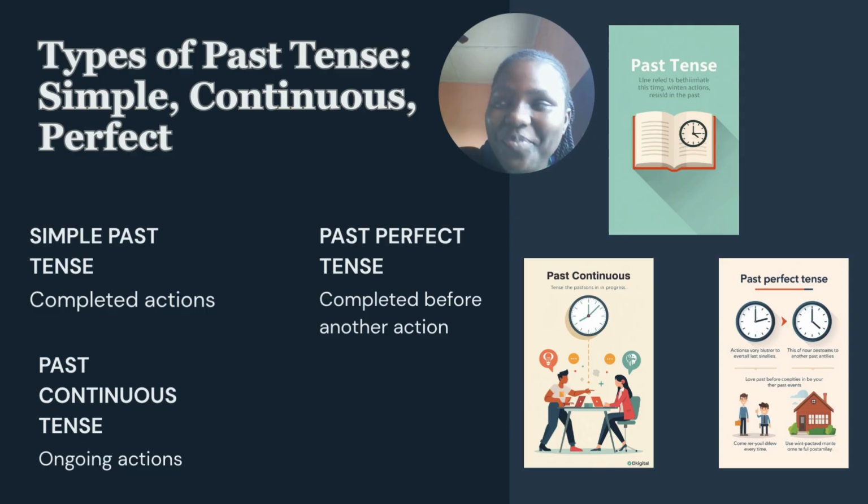The next is past perfect tense. It has to do with actions completed before another action. I had eaten before it came. I had eaten. Now this eating is what? Eaten. I had eaten before it came.